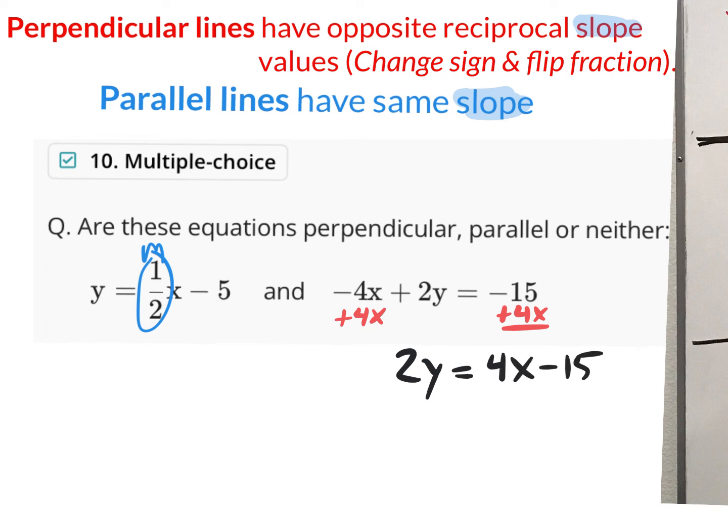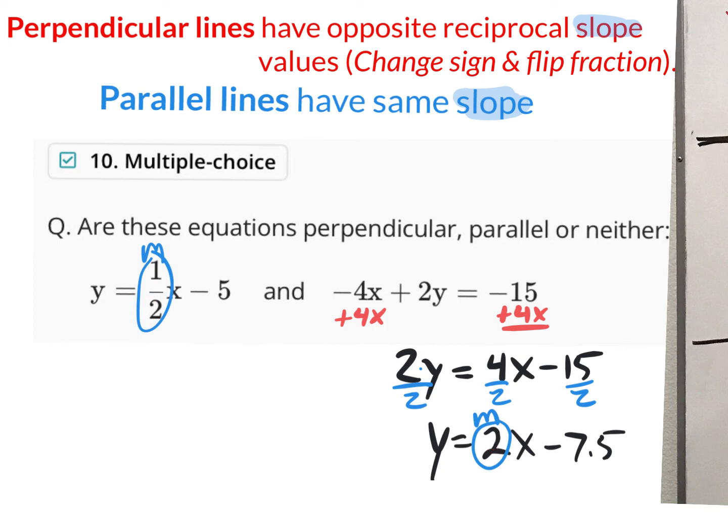It's almost in slope-intercept form. I almost have y by itself. All I need to do is get rid of that multiplication of 2 by dividing everything by 2, thus giving us y equals 2x minus 7.5. Who cares? The only thing I really care about is my slope being 2. So the question is, let's start with the obvious. Are these slopes, the 1/2 and the 2, identical? Are they the same? No, they're not the same, which means they're not parallel, because parallel lines have the same slope. If this is a 1/2, this better be a 1/2.